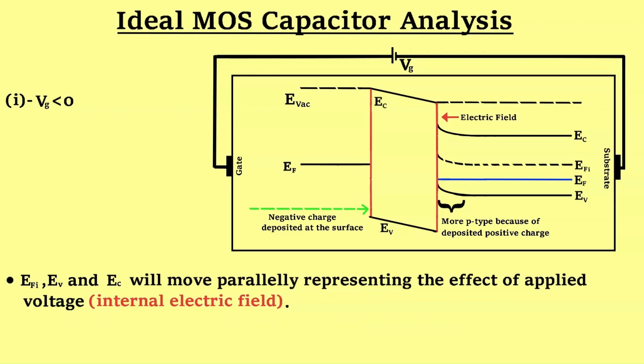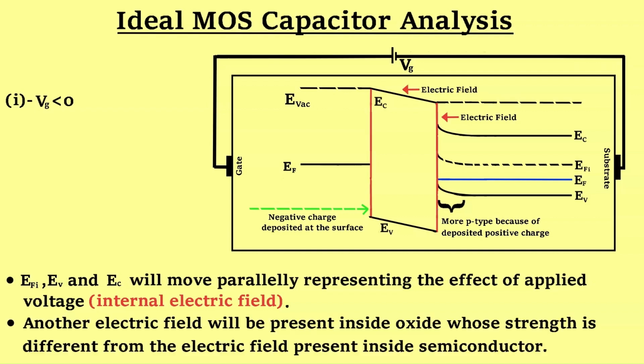The conduction band, intrinsic Fermi energy level and valence band of the semiconductor will move parallelly, representing the changes occurred by the external negative voltage. In the second unit on p-n junction, we saw any bending in the intrinsic Fermi energy level represents an internal electric field in the direction of increment of energy levels. A similar deviation will occur in the oxide. Here also we will have an induced electric field.